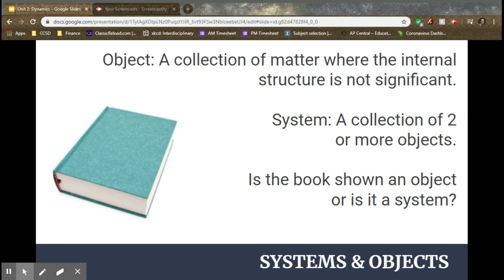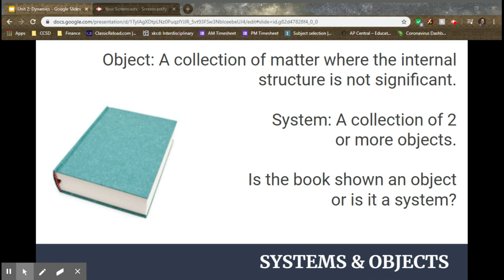So take a look at the picture to the left, this book right here. Would this book be a system or is it an object? Is the book an object or a system? What do you think? Well, the answer is it depends. It depends entirely on what the question is.